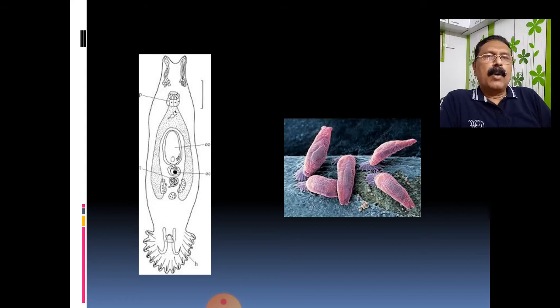It has a mouth and a muscular pharynx, esophagus, intestine, and a reproductive system in the form of testes and ovaries, and it is viviparous. Therefore, the development of the young one takes place directly in the uterus. Another somewhat strange thing occurs here, which generally does not occur in other animals or other parasites.